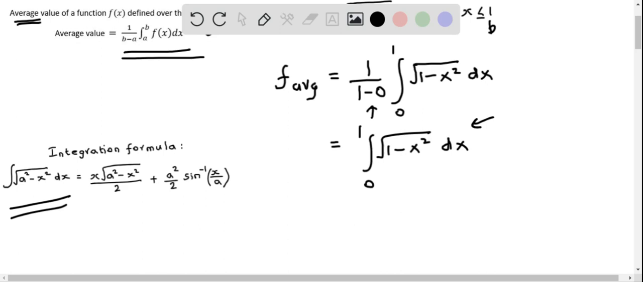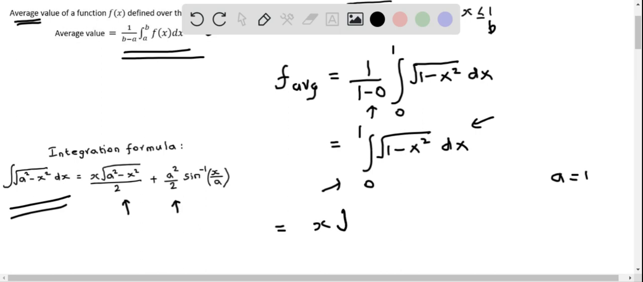We see that the integral of the square root of a squared minus x squared dx is given by x times the square root of a squared minus x squared over 2, plus a squared by 2 times sine inverse of x by a. When you compare this integral with the formula, we see that a equals 1. So when we integrate this integral of the square root of 1 minus x squared, we utilize the formula and replace a by 1.